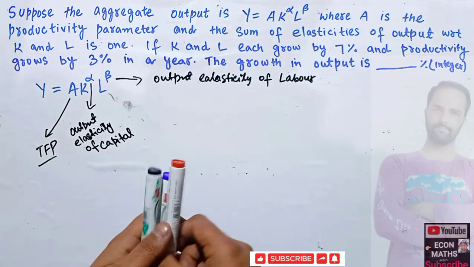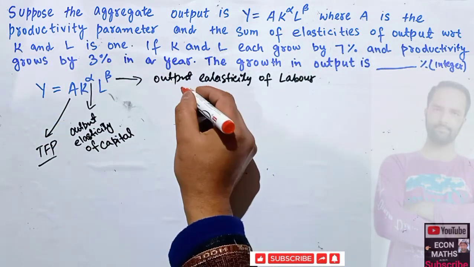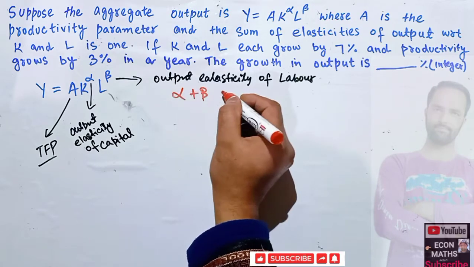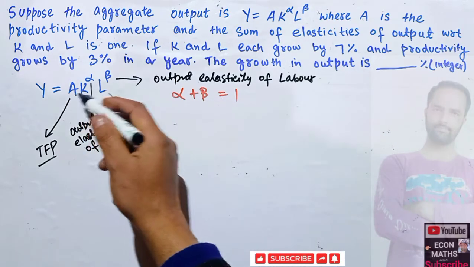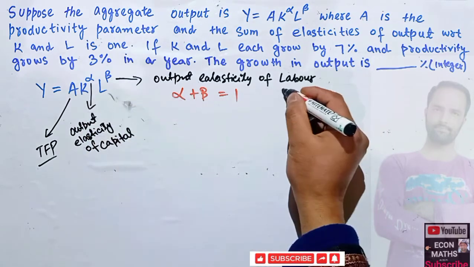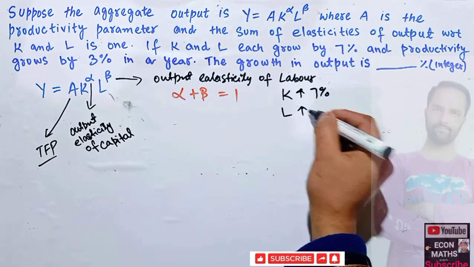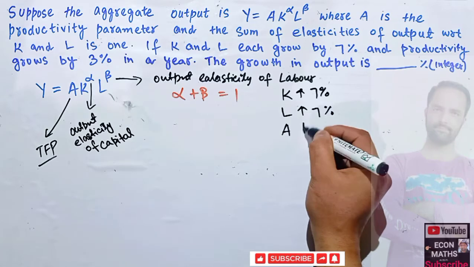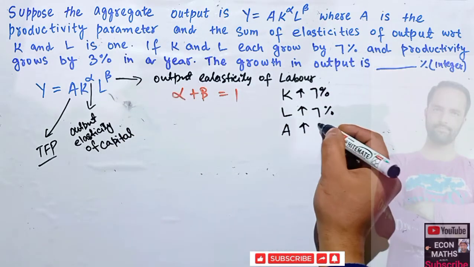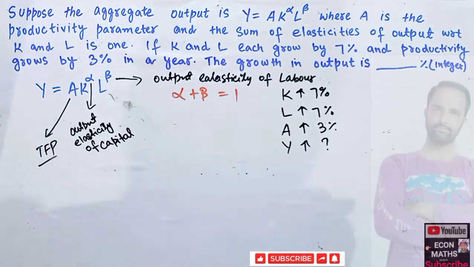So what the question tells us is that the sum of output elasticities of K and L is equal to 1. That means alpha plus beta is equal to 1. This is being given to us. Also we are being told that capital increases by 7%, labor also increases by 7%, total factor productivity increases by 3% in a year, and we have to find out the output will increase by what percent. Simple thing. So how do we solve this very question?